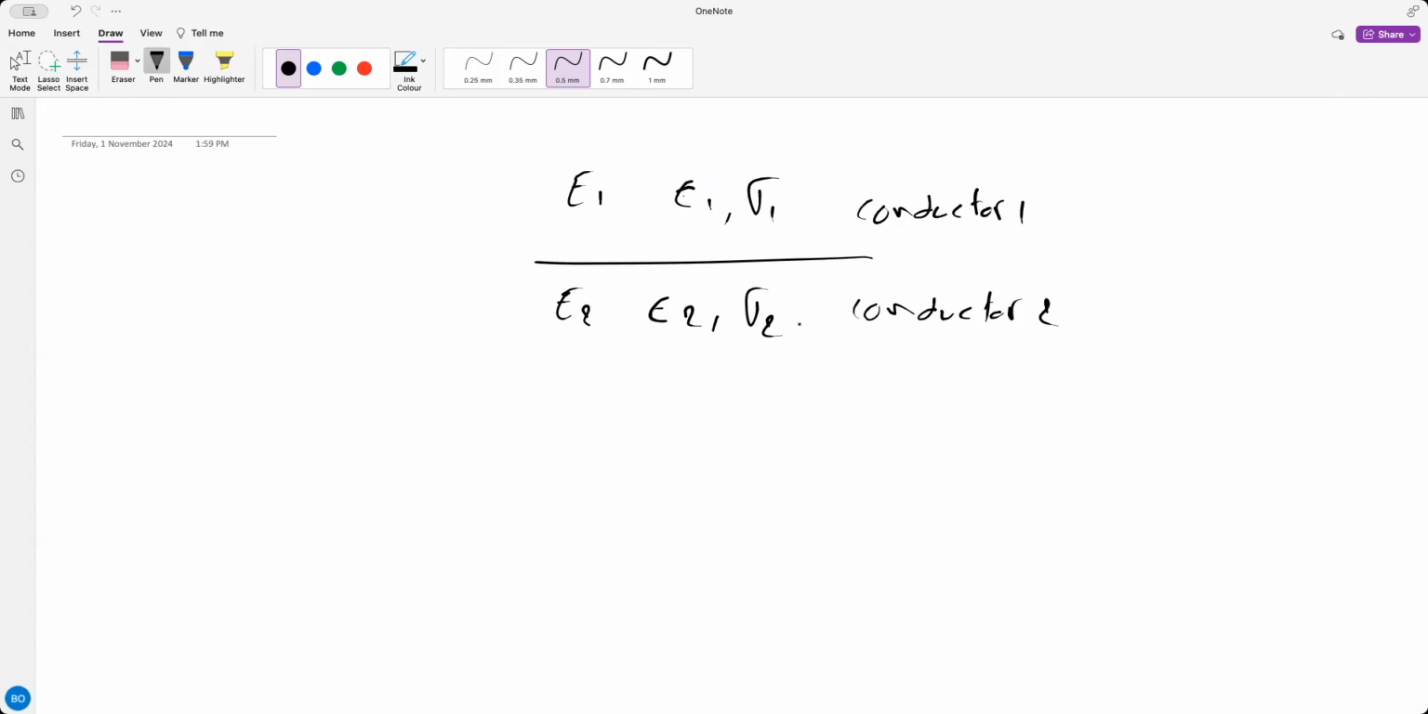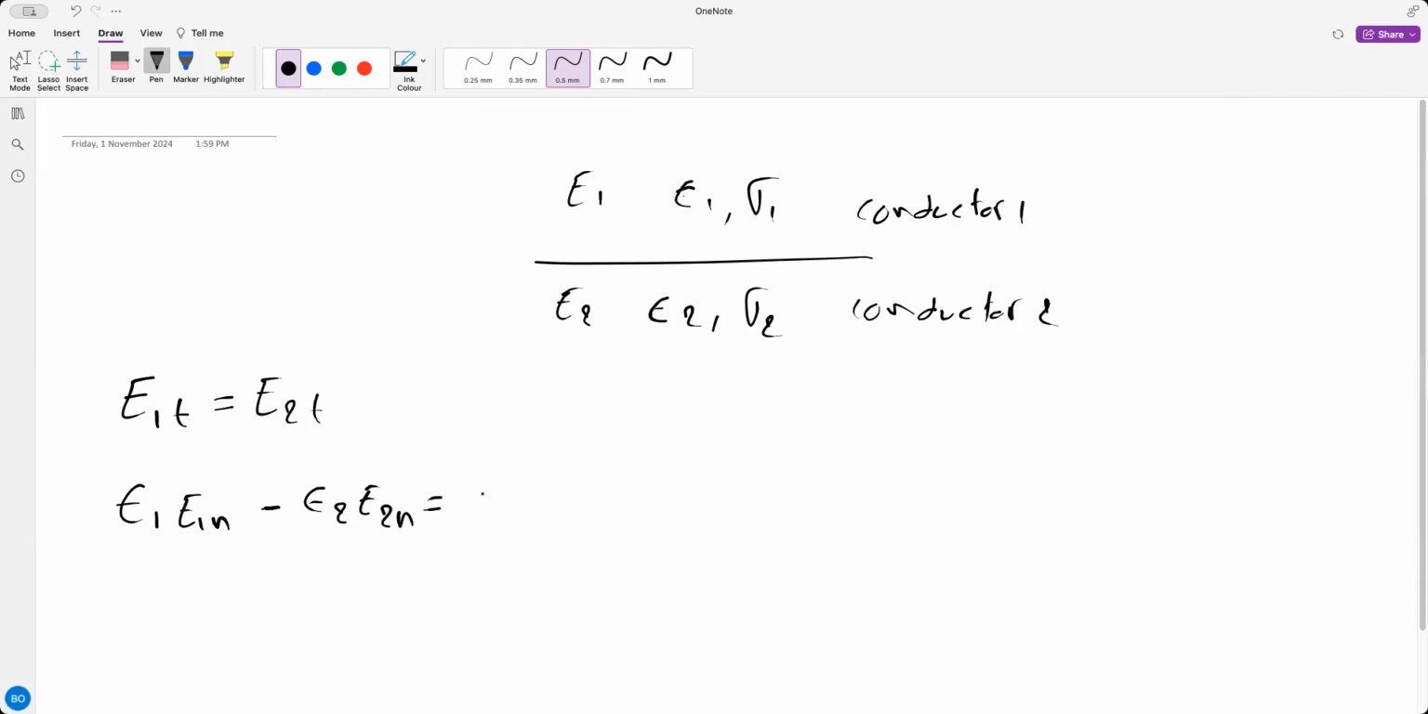So we still have, by the boundary conditions, the tangential of electric field 1 must be equal to the tangential of electric field 2. And we also have, please follow this because this is very important, epsilon 1 E1n normal minus epsilon 2 E2n is equal to the surface charge density. This is always valid.